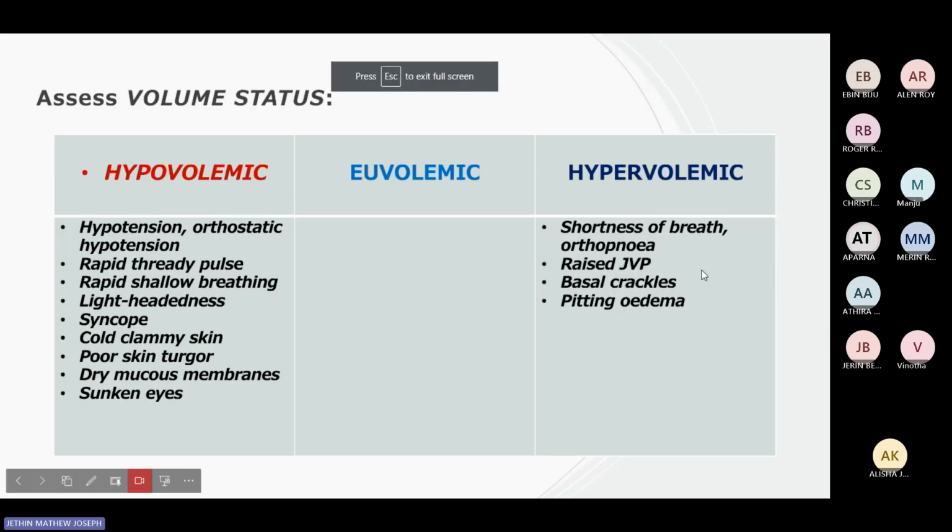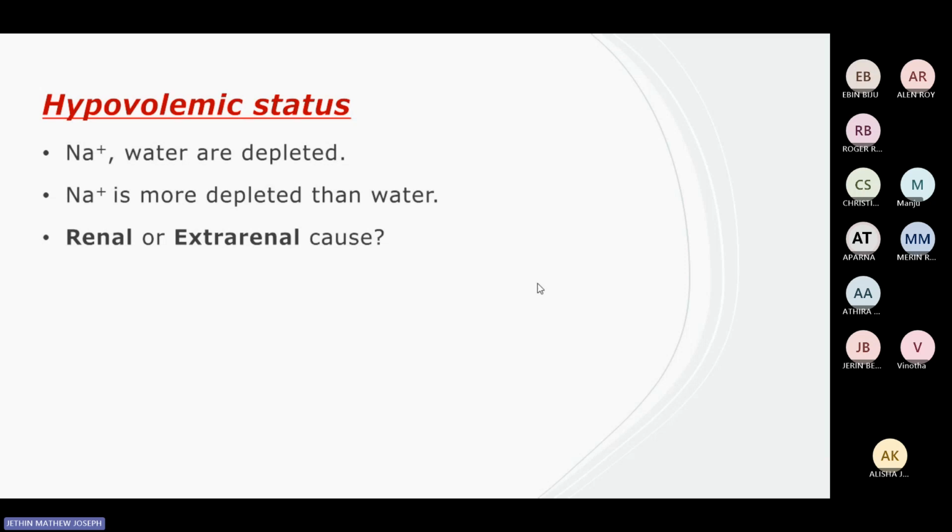Yeah, so assessment of volume status is very important and is mainly clinical. So first we'll deal with hypovolemic status. So in hypovolemia, the patient's water in the body is depleted. We already know that the patient's sodium is low.